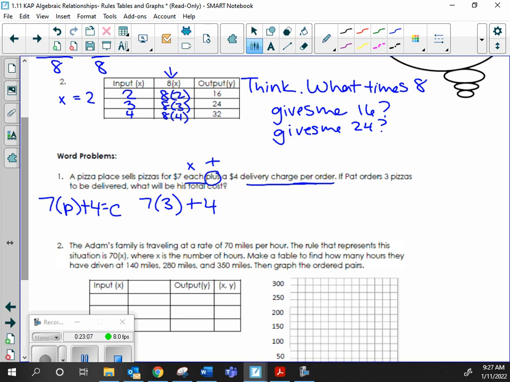Do y'all agree with that equation I just wrote? I'm going to do 7 times the number of pizzas plus 4, and that 4 is only going to happen 1 time. What are we going to solve first? Add or multiply first? Multiply, that's going to give me 21, plus 4 is equal to 25. My cost is $25.